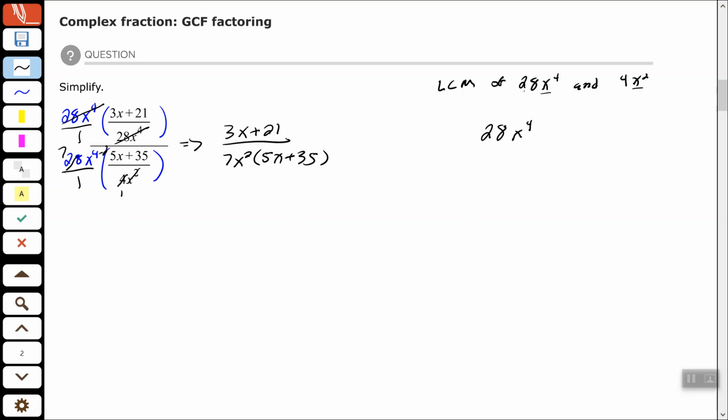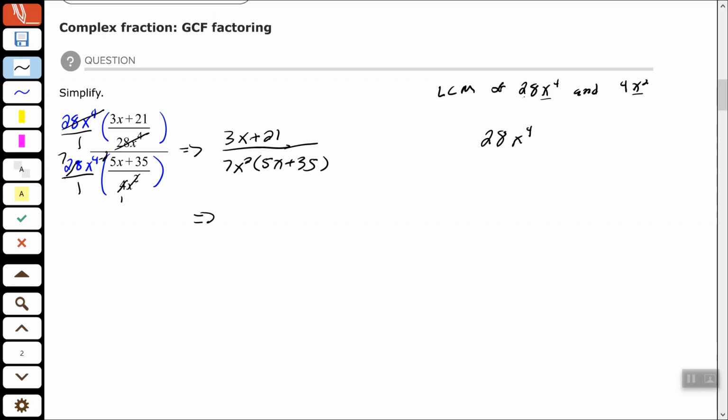Now this one is not completely simplified in this form. There's some factoring that can be done, and maybe some more simplifying, some canceling out after we factor. So in my numerator, I have a GCF of 3. So I'm going to factor out a 3, and it means I'm going to divide 3x by 3, which is x, and divide 21 by 3, which is 7. And then in my denominator, keeping that 7x squared, I'm going to factor out a 5 from the 5x plus 35. Okay, so if I divide 5x by 5, that gives me x. If I divide 35 by 5, that gives me 7.